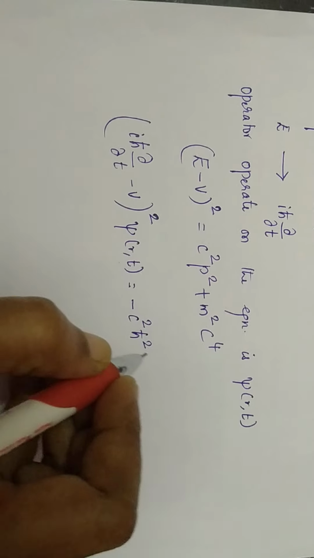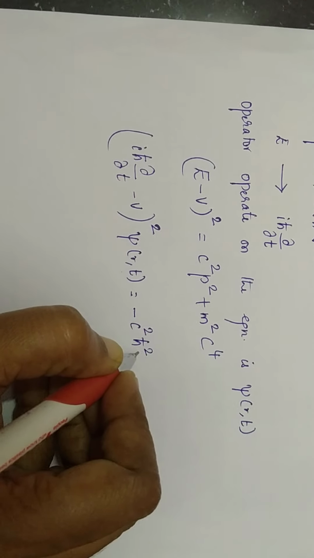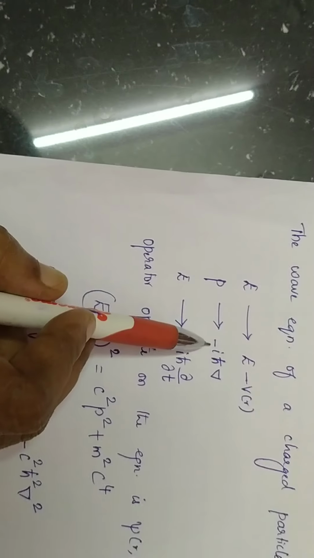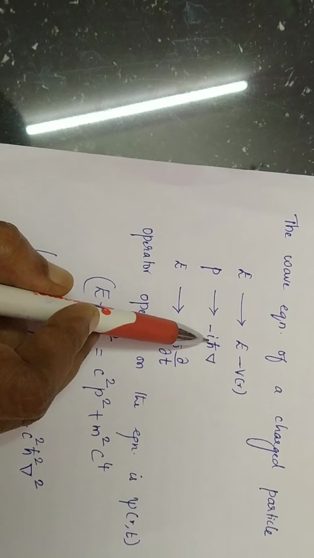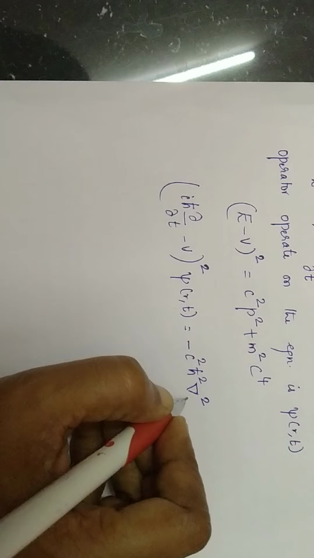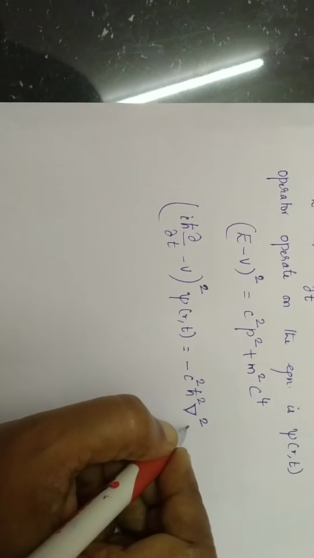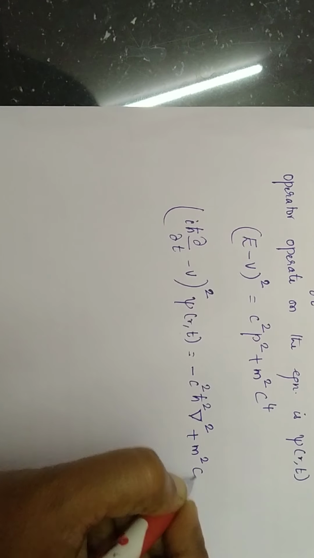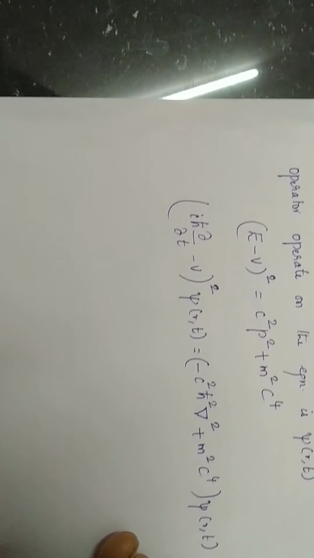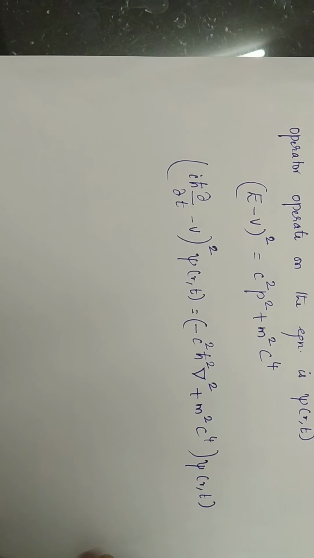So momentum minus c square h cross square, okay, and then del square. So it is minus into minus plus i square minus 1, h cross square del square. So it is written here instead of the operator p, okay, plus m square c raised to 4, the whole multiplied by psi of r comma t. Okay, so this is going to be the next equation.